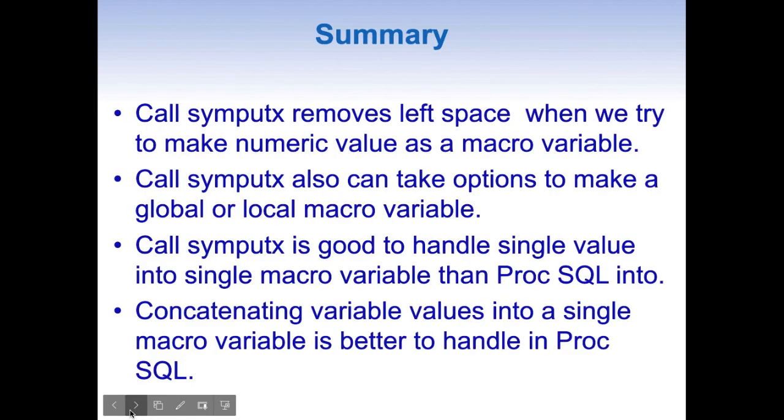Now it's time to wrap up the whole topic. When comparing call symput and call symputx, call symput removes left space when we make a numeric value into a macro variable, whereas call symputx does not do that. Call symputx also can take more options to make a macro variable global or local. And also, call symputx does not throw a note when we are converting a numeric value into a macro variable, but call symput gives us the note.